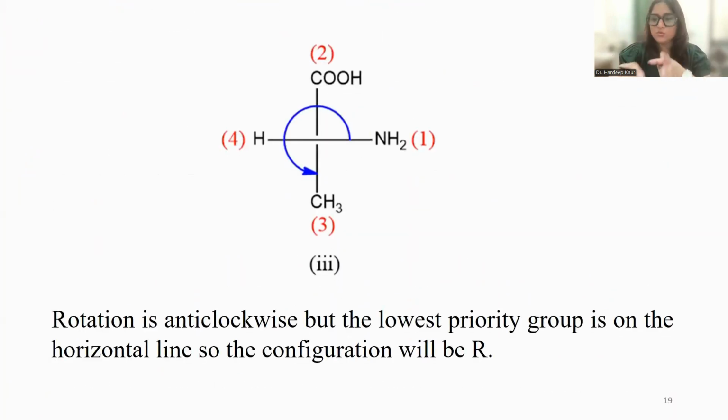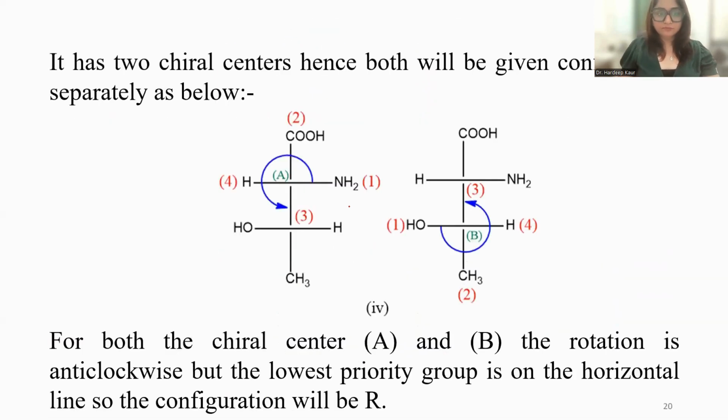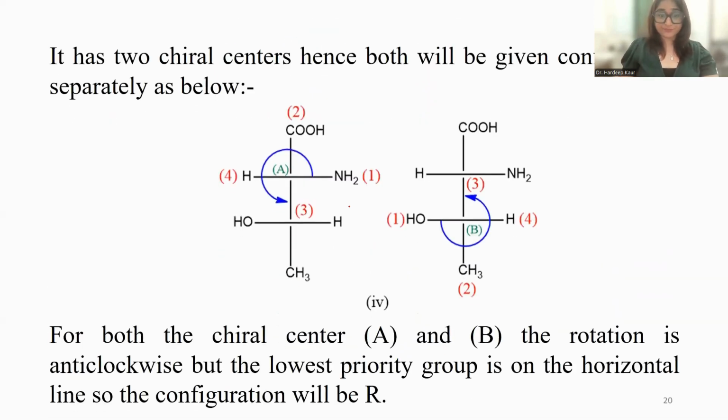Similarly, you can go for this example also. Whatever, you can pause this video and explain it at home, why it is so. It should be S, but why is it R? Because the lowest priority group is not at the bottom position. Very interesting.